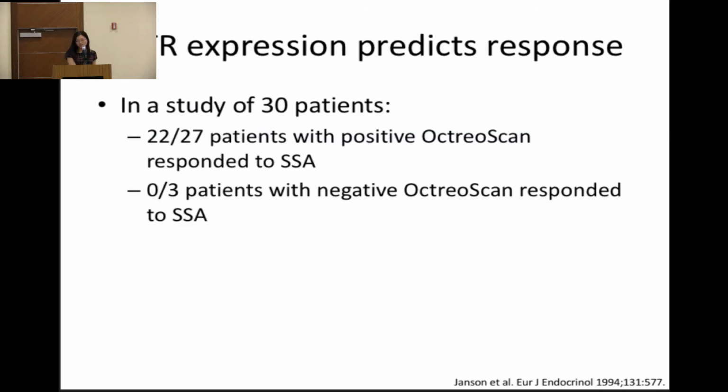So we know that patients with somatostatin receptor expression on the tumor tend to respond better, so it is a predictor for benefit. Typically, that's why you get the imaging. If your imaging is positive, then there's a better chance that you could respond to somatostatin analog.